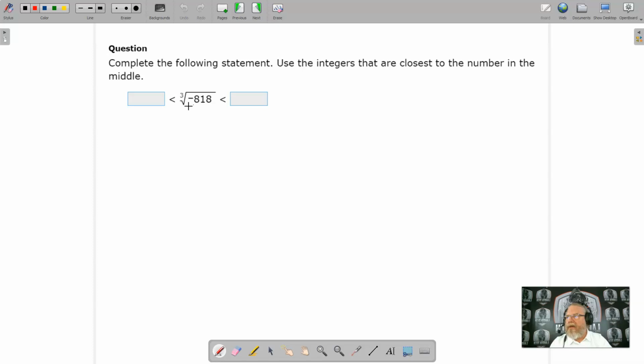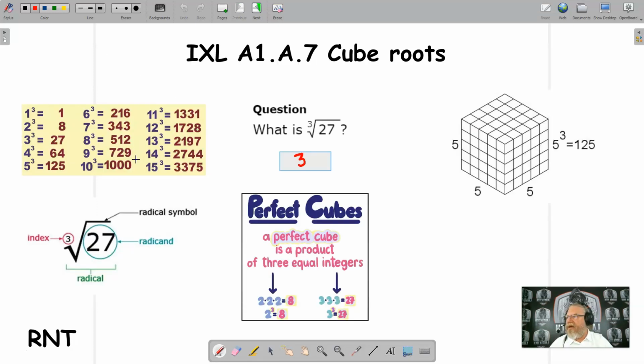On the next one, you could use your perfect cube list and find the numbers. 818, negative 818 is what we're looking for. So we know that these are going to be some negative numbers. But let's just consider the 818. What if we look at a chart? Let's go ahead and look at that chart. I'm going to go back to that chart of perfect cubes. 818 is the number we're looking for. And here's our chart.